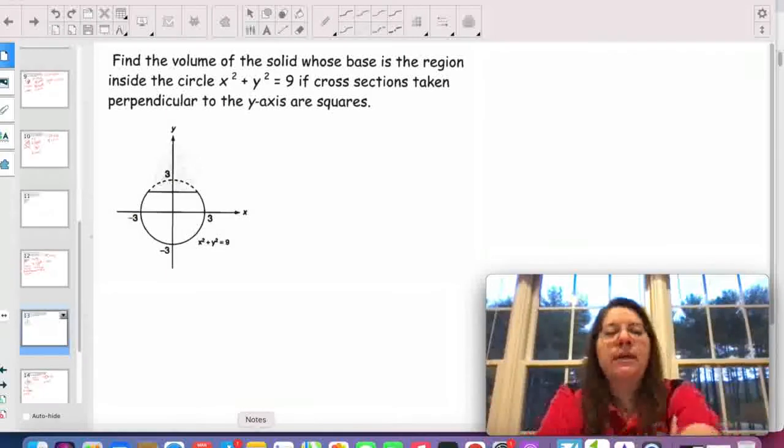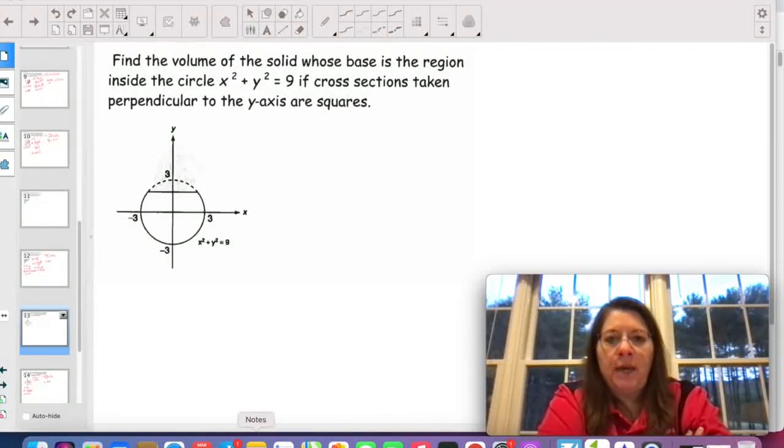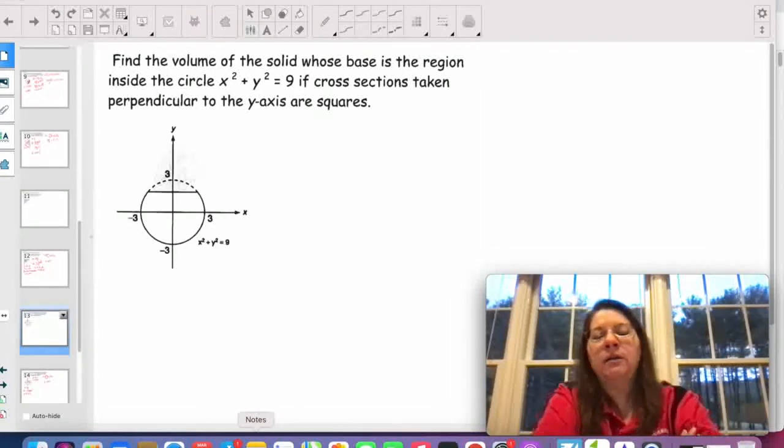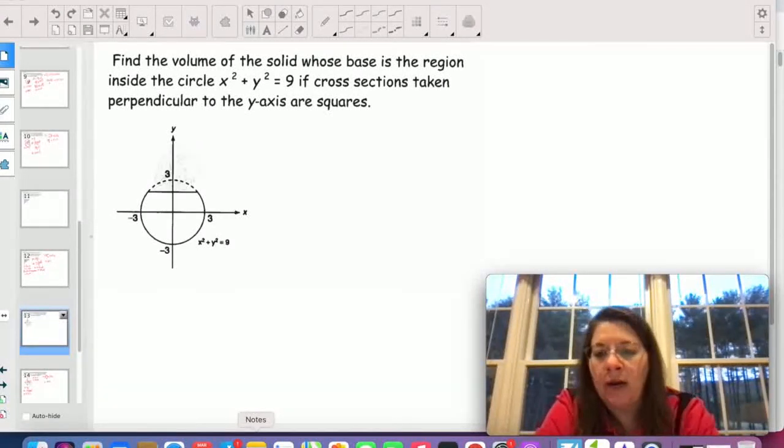Here's the next one. It says, find the volume of the solid whose base is the region inside the circle x squared plus y squared equals 9 if cross sections taken perpendicular to the y-axis are squares. All right, so the formula for a square is side squared, right?